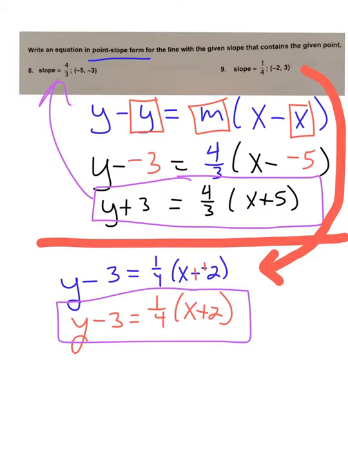On this page, write an equation in point slope form. Well, you don't have to solve for y. You just plug in the slope and the coordinate point like I did, and just leave it. You're not having to solve for y. On number 9, same thing. I gave you a point and a slope. You just plug it in and leave it.